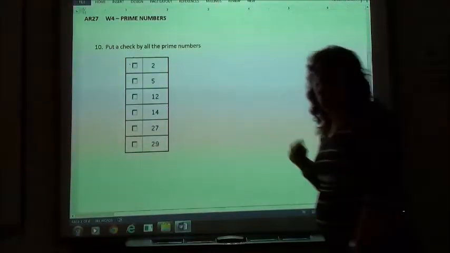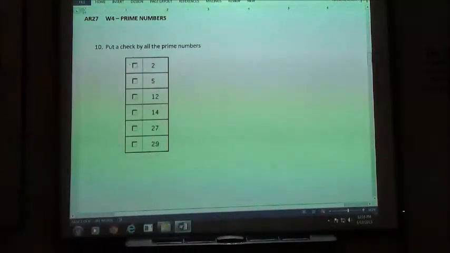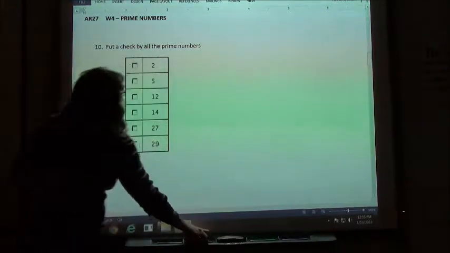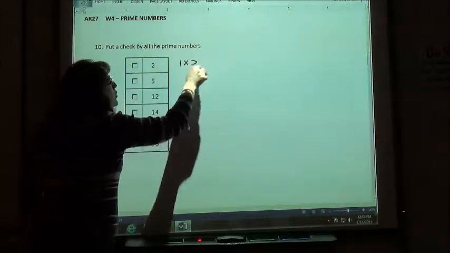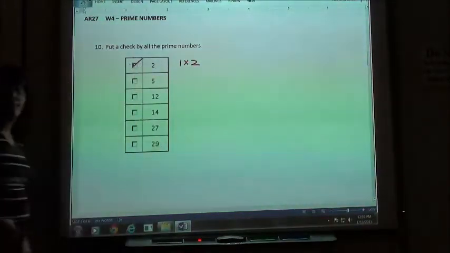Prime numbers. Prime numbers are those numbers who only have one factor pair, 1 and itself. Composite numbers, which they don't talk about, are your other numbers that have more than one pair of numbers. So like 22 was a composite number because it had 1 and 22 and 2 and 11. So if I'm looking at my prime numbers, I think about my factor pairs. 2, the only way to get 2 is 1 times 2. Oh yeah, that's prime because that's the only way I could do that.